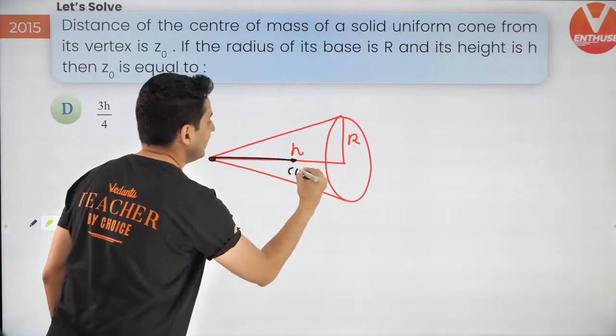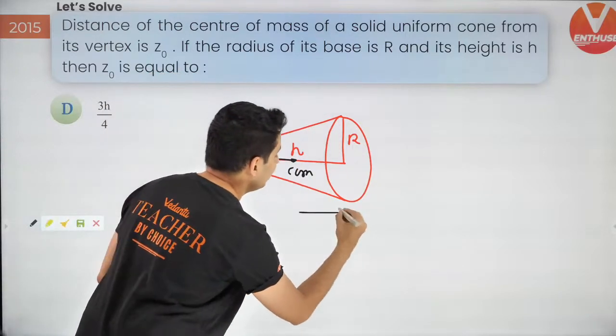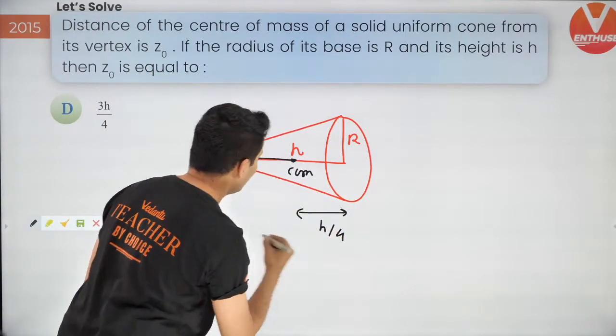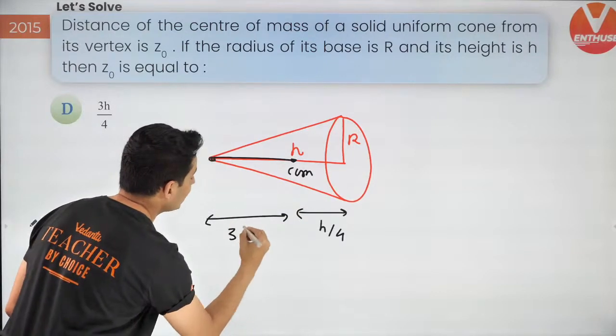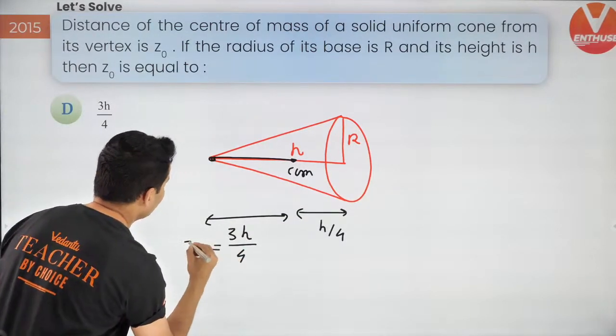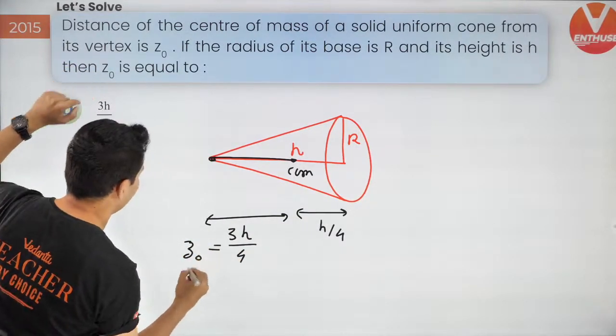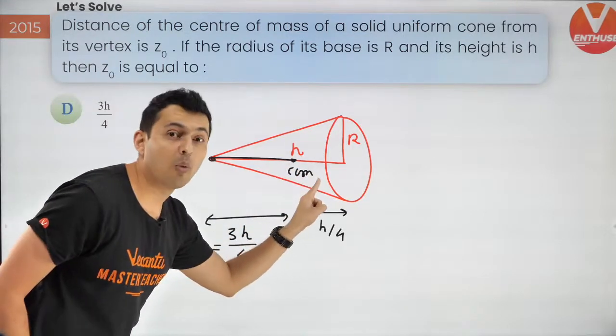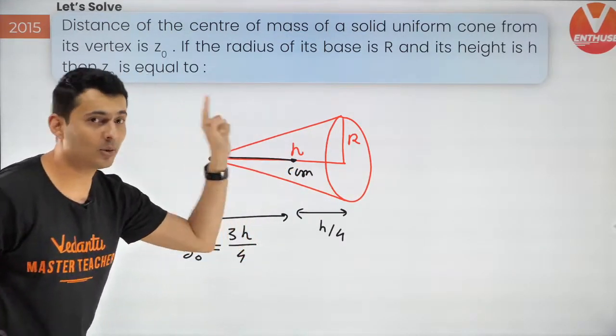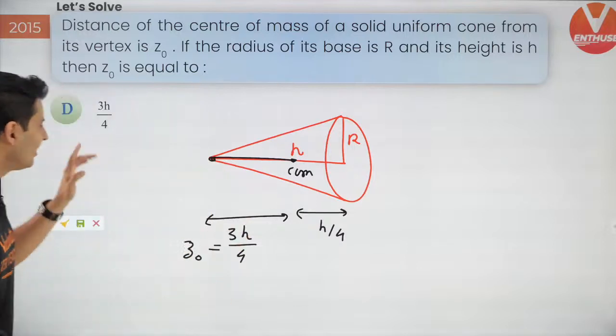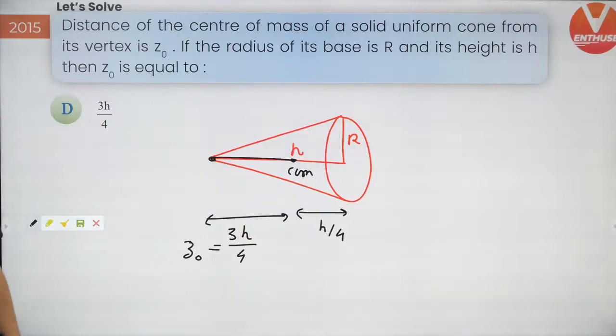from the vertex, the center of mass is here. Please understand, this distance is h by 4. So this distance is obviously 3h by 4, which is your z naught. Keep this in mind. They have asked from the vertex, not from the base. Be careful. And radius never comes in the answer. It was just to confuse you.